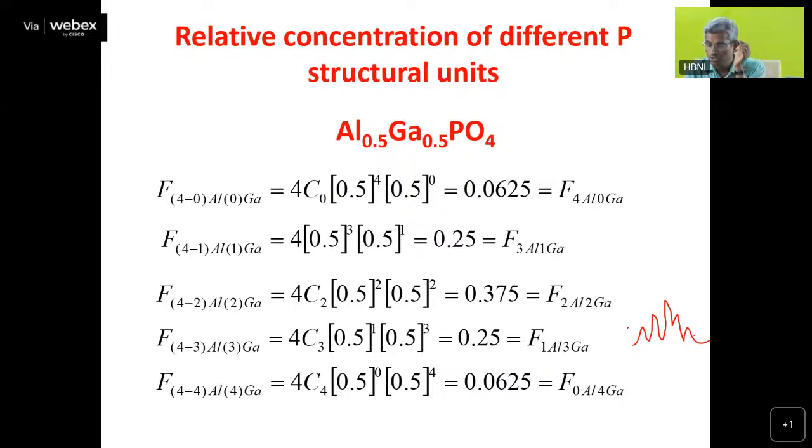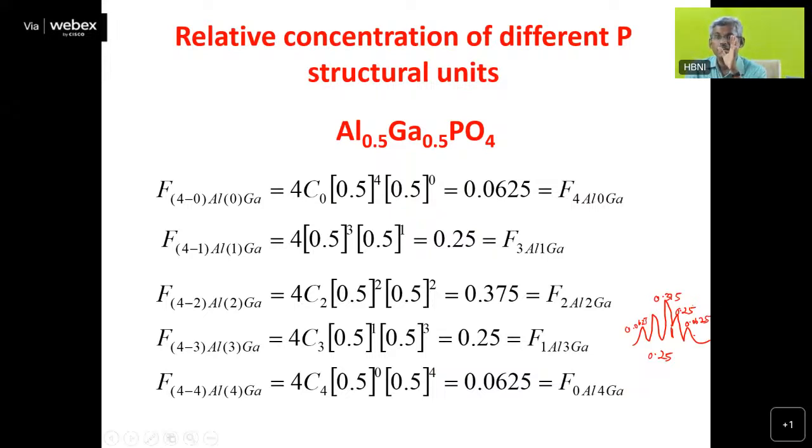And this is 0.0625, 0.0625. And the next one is 0.25. Sorry, my handwriting is too bad. And this will come here actually. Well, that's okay. And the middle one is 0.375, 0.375. And the next one is 0.25. And the last one is 0.0625. You can see that, 0.0625.